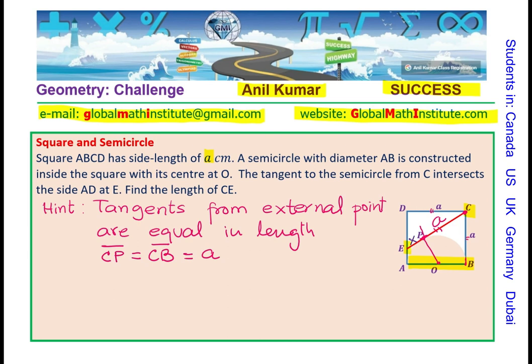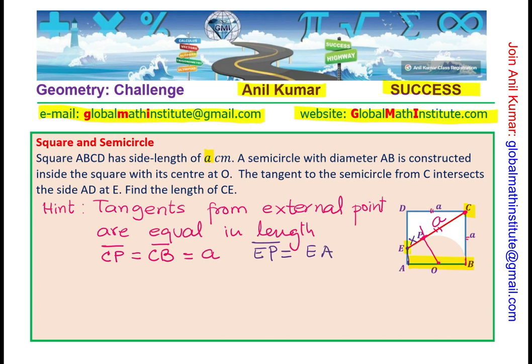But if you look at E, from E you can draw two tangents to the same semicircle. One is EP, right? Can you identify the other one? E to A, right? This is also tangent. So EA and EP are the two tangents from external point E to the same semicircle, and they should be equal. So let them be x. Now that becomes the base for solving this question.